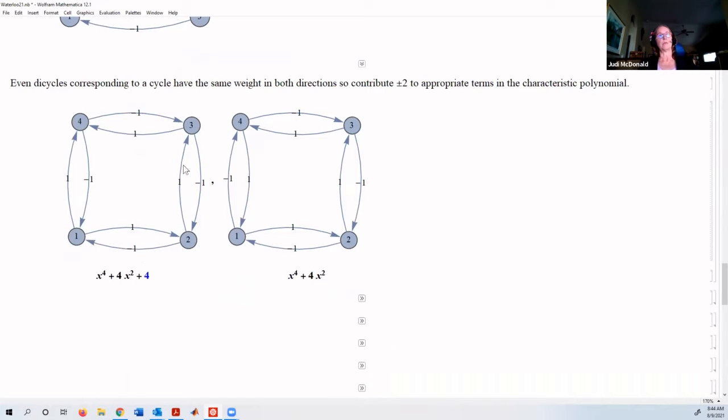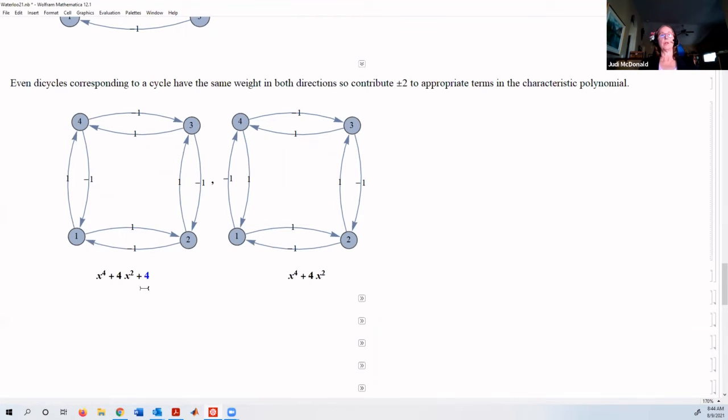So let's look at what happens with even cycles. Even cycles do a little better. If I look at my cycle on the left here and I go around the forward direction, I've got a 1, a -1, a -1, and a -1. So I've got 3 -1s, and a negative weight overall. If I go counterclockwise, I'm going to have a 1, a 1, a 1, and a -1, so still a negative weight. So whatever terms this 4-cycle shows up in the characteristic polynomial, it's going to show up twice with a weight of -1 each time. So it's going to contribute a -2, and then I have to negate that, so it contributes a +2.